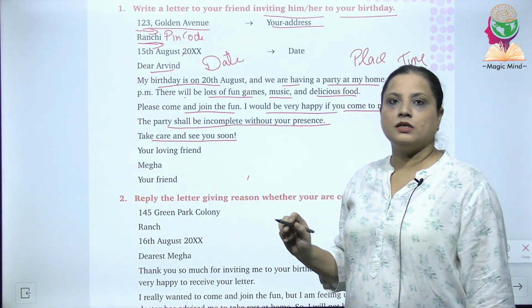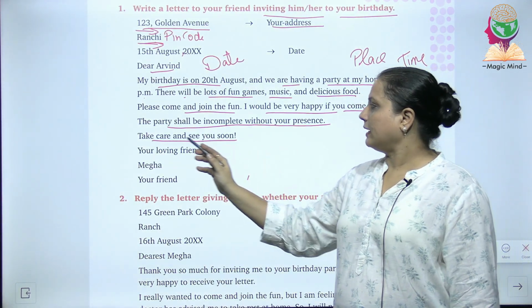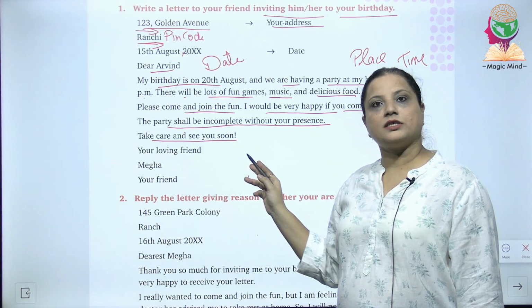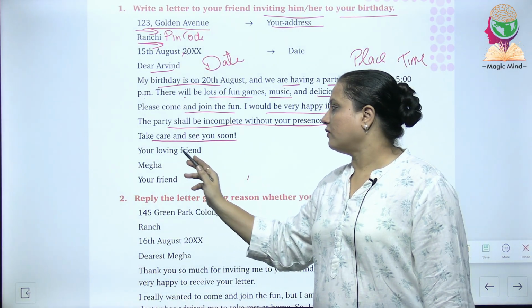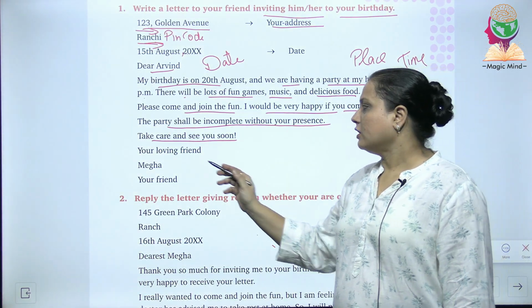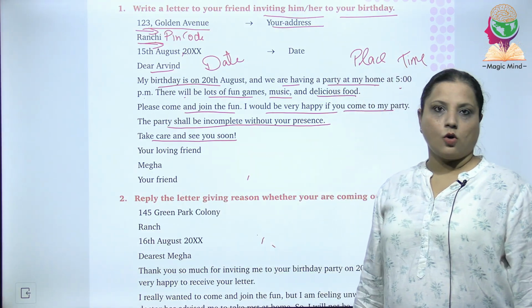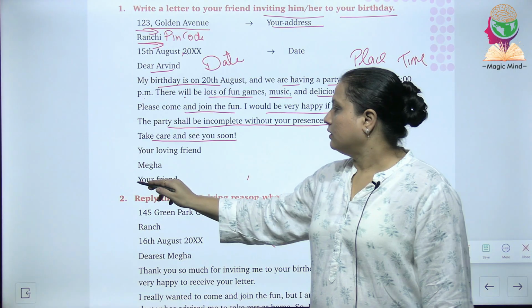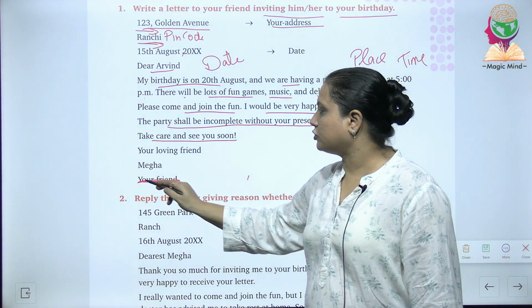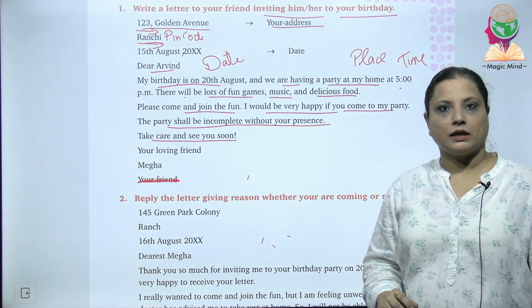Take care and see you soon. We end the letter by writing take care and see you soon. Your loving friend. And after that, you will mention the name and then that is all. This is how you end. This thing is not to be mentioned. Your loving friend, Megha.